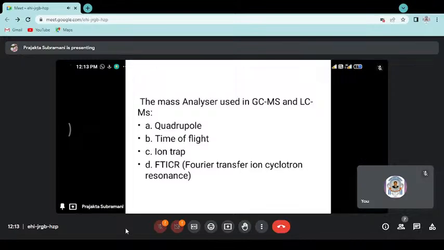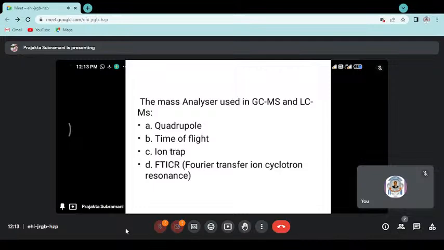On the other hand, those having an unstable mass to charge ratio are discharged on the rods. They do not follow the path. Okay, so this is the quadrupole mass analyzer.